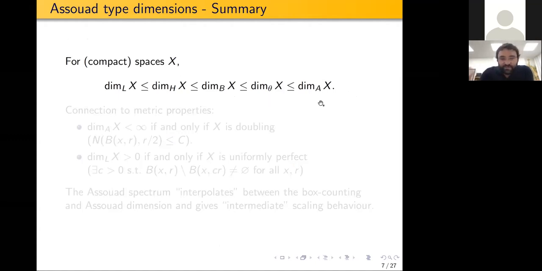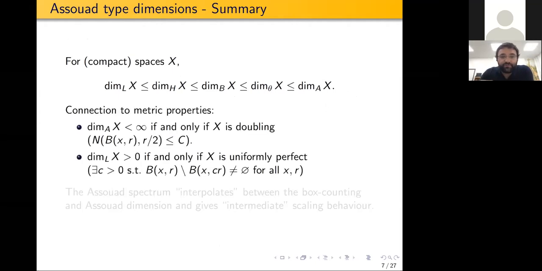And these Assouad dimensions, both of these extremes, also have nice metric or topological properties. For instance, the finite Assouad dimension happens exactly when a space is doubling. And the lower dimension is positive exactly when a set is uniformly perfect, as in, you will find in any not too spread out annulus another point. And the Assouad spectrum interpolates between the two and should give us this kind of intermediate behavior.